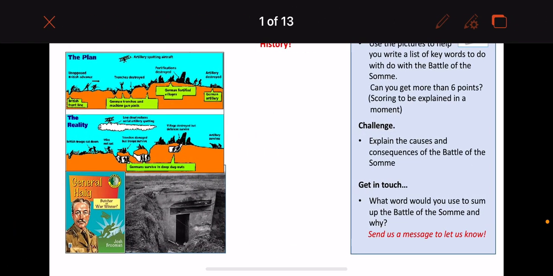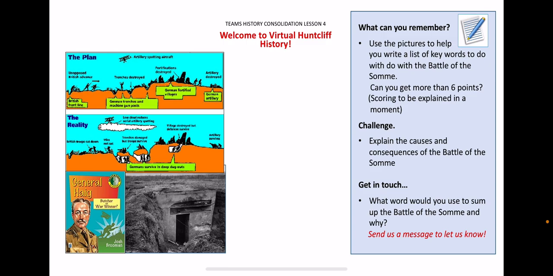Hello Year 10. So we're starting off by writing down all of the keywords we can remember to do with the Battle of the Somme. There's also a challenge task that I'd like most of us to have a go at today as well, which is to explain the causes and consequences of the Battle of the Somme. For that challenge task, you should be writing at least 4 or 5 sentences. Pause the video now and take about 10 minutes for that.